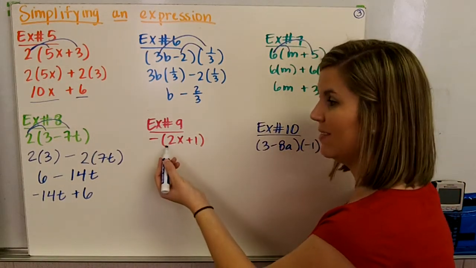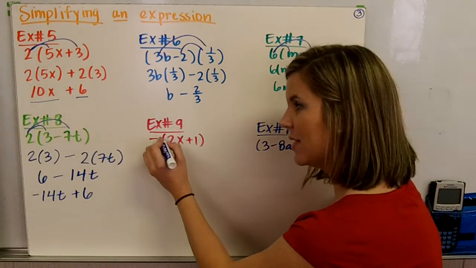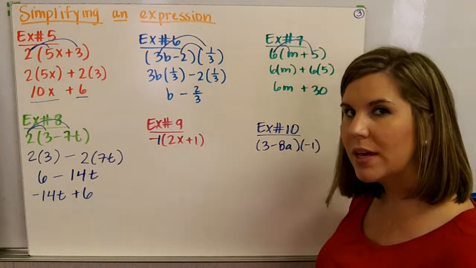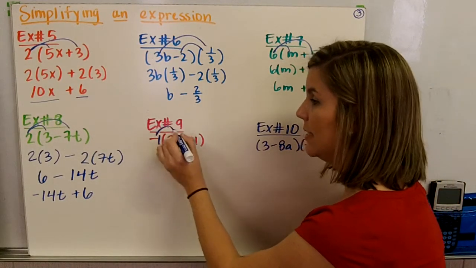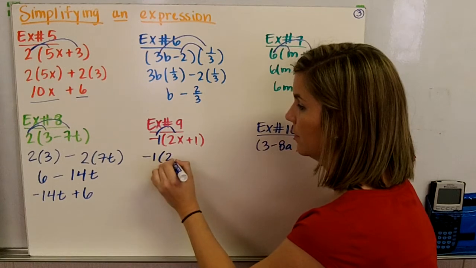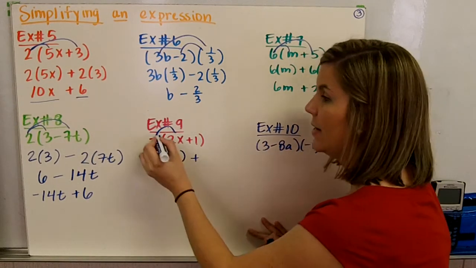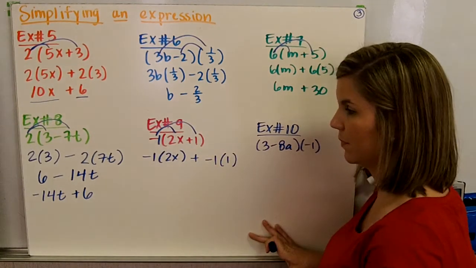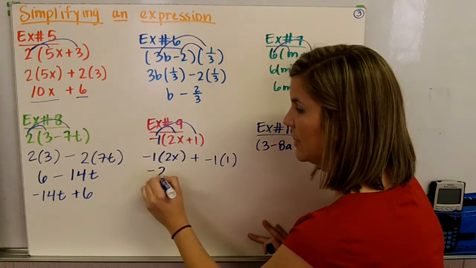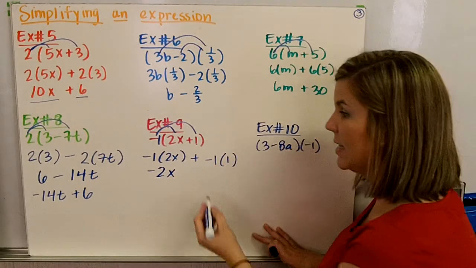This is a negative times the quantity 2x plus 1. Well, in front of this is a 1. You can't see it, but it's there. So this is basically saying negative 1 times 2x plus, keep the sign, negative 1 times 1. Negative 1 times 2x is negative 2x. Negative 1 times 1 is negative 1.